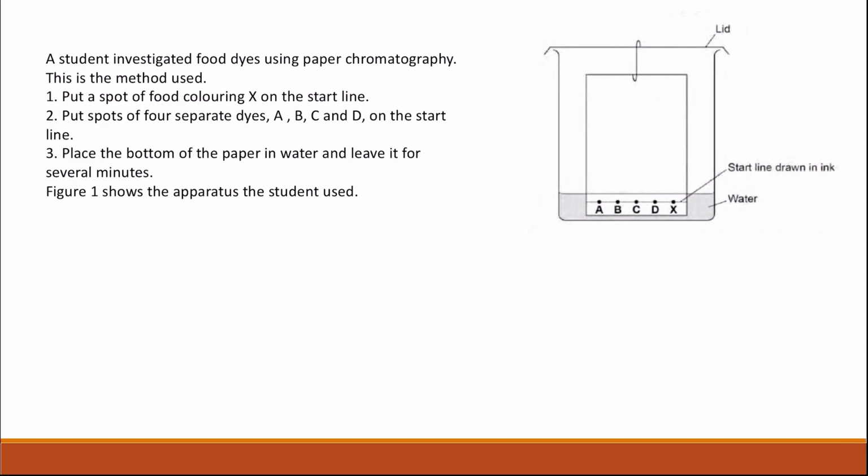This is the method he used. He put a spot of the food coloring X at the bottom, on the start line. Then he put spots of four separate dyes, A, B, C, and D, next to it on the start line. He placed the bottom of the paper in water and left it for several minutes. This figure shows you the apparatus the student used.